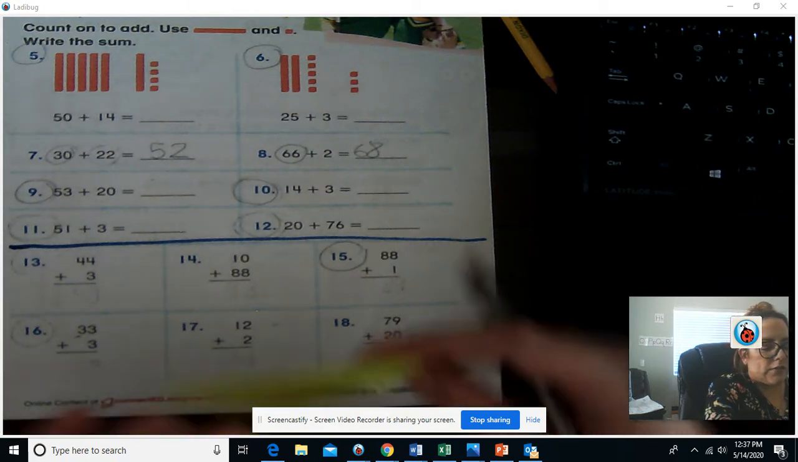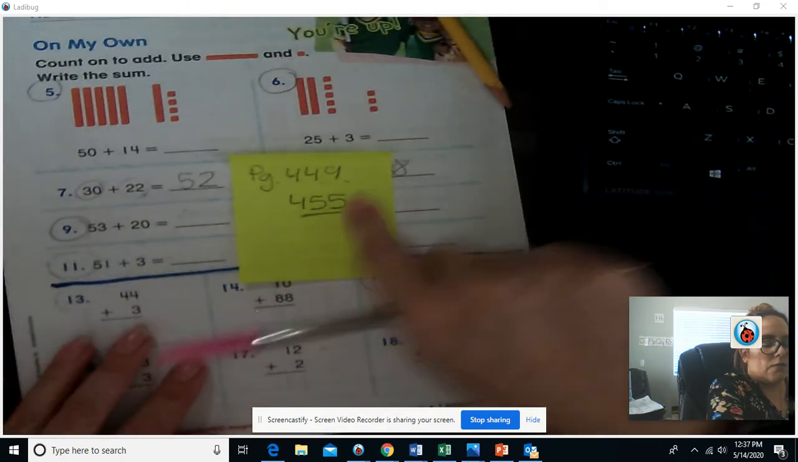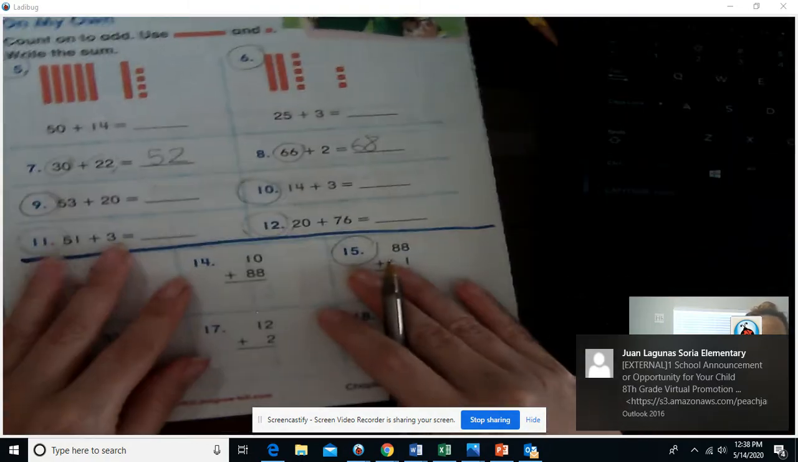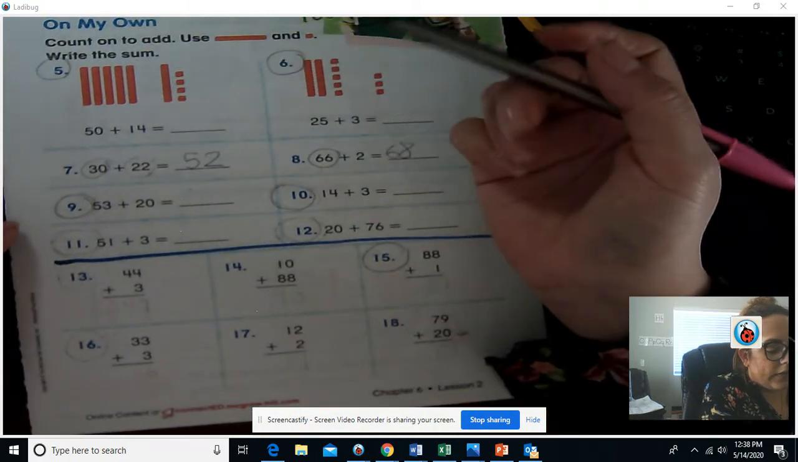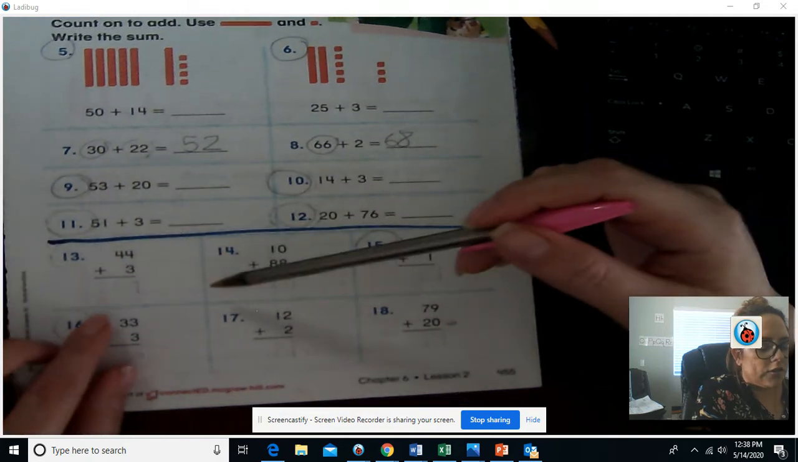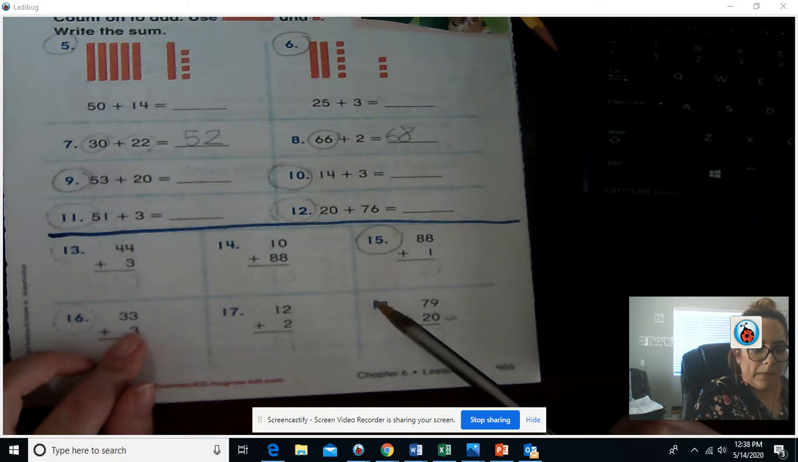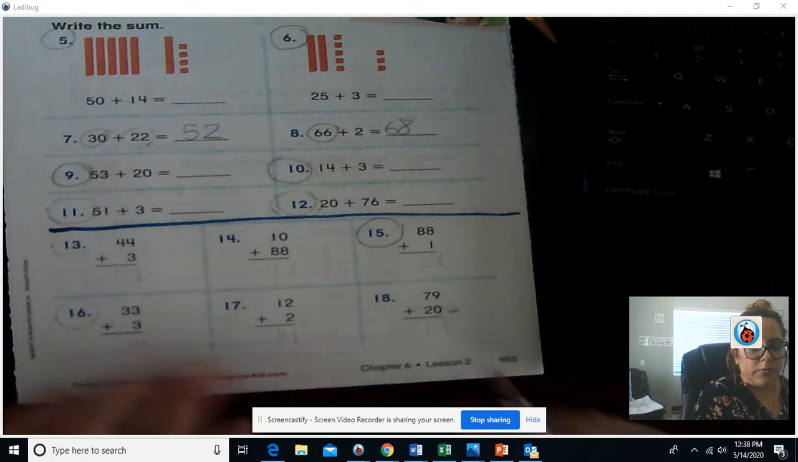The next page you're going to find in your My Math book is page 455. For this one, we're looking and we're counting on with tens and ones. So 455 looks like this. And you were responsible for doing the ones that were circled, but I'm going to jump over here to what you're responsible for today. Okay? We're going to do the top together, and then you're going to be responsible for doing the bottom on your own.